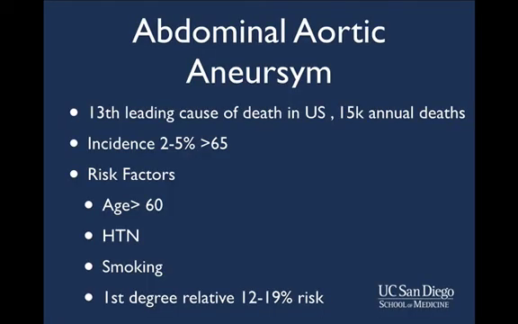Pathology of the aorta includes aortic aneurysms. This is still the 13th leading cause of death in the United States and accounts for 50,000 annual deaths in our country. The incidence is 2 to 5% for those over 65 years of age. Risk factors include an age greater than 60, hypertension, smoking, and finally, the biggest risk is having a first-degree relative with an aneurysm, which causes that person to have a 12 to 19% risk of abdominal aortic aneurysm.